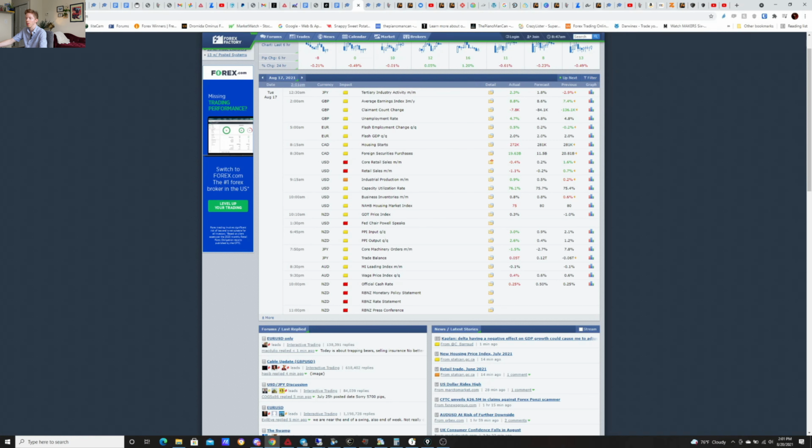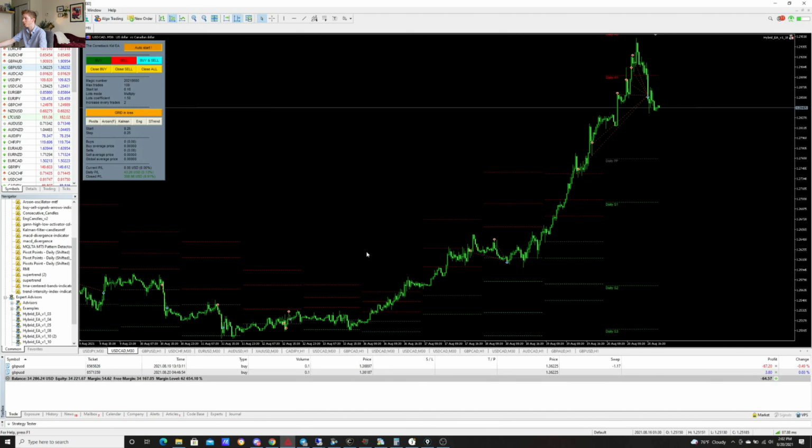So on Tuesday, earlier this week, on the 17th, the core retail sales on the US dollar were really negative, yet the US dollar continued to gain. I was right in this area where we picked up, and it just launched right after that. We had some FOMC news that pushed it even further, but the banks and institutions ignored those negative numbers and pumped the US dollar up.